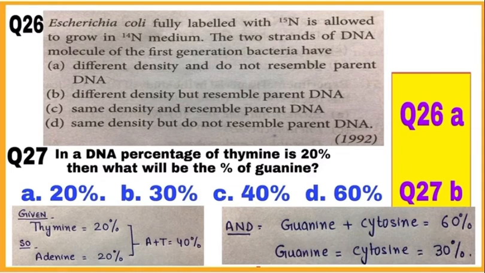Question 27. In a DNA, percentage of thymine is 20%. Then, what will be the percentage of guanine? See the solution. If thymine is 20%, then adenine will also be equal to 20% as both are equal, and A plus T will be 40%. After this, guanine plus cytosine amount will be 60%, and as guanine is equal to cytosine, guanine will be equal to 30%. Correct answer is B. Guanine is 30%. Mark B as a correct answer.